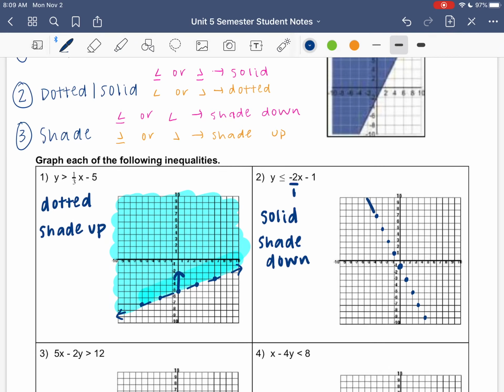So this one will get a solid line, which means that anything on that line, since it's solid, can be a part of my solution set. And then we need to shade down from that line. This one's a little steeper, so sometimes seeing which side is up versus down is tricky. So I like to go to my y-intercept, draw an arrow down, and that's the side that I'm going to shade. So we'll be shading all of this part. Anything in that shaded region and on the line would be a part of my solution set.